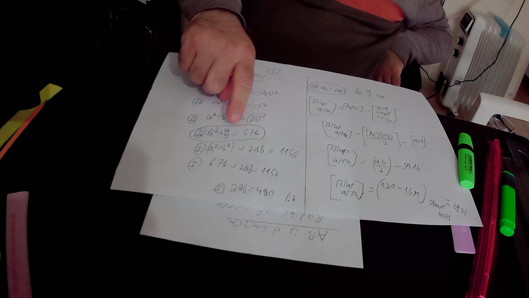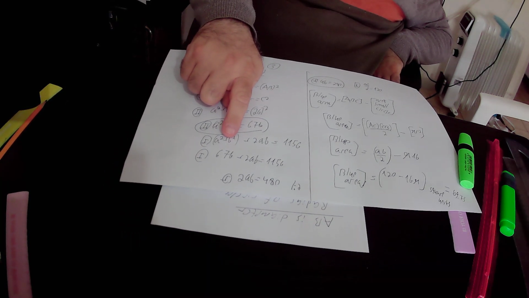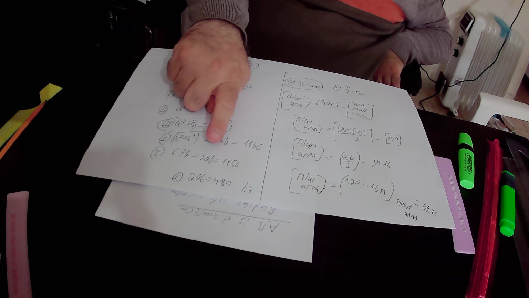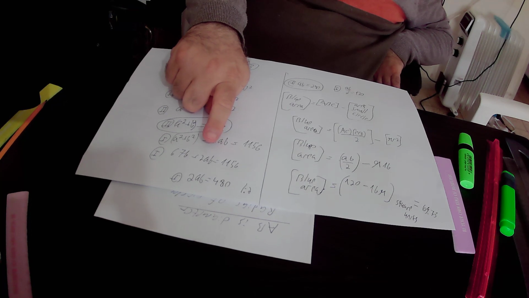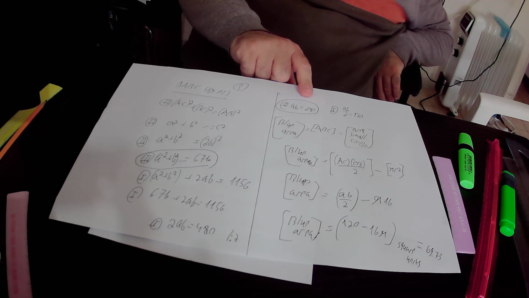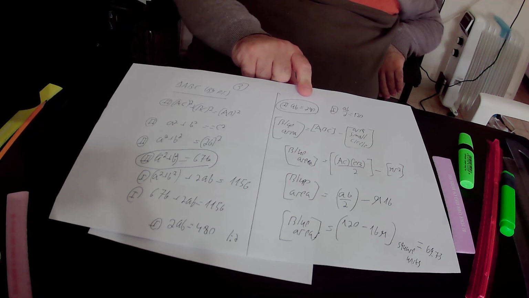Here we subtracted 676 from this equation and found out that 2 times ab equals 1156 minus 676, which is 480. So we have 2 times ab equals 480. We divided this equation by 2, and we got that 2ab over 2 is ab, and 480 over 2 is 240. So we found out that a times b equals 240.